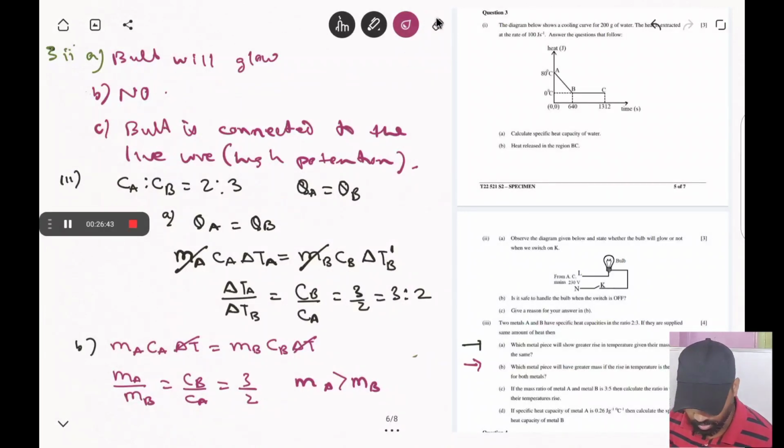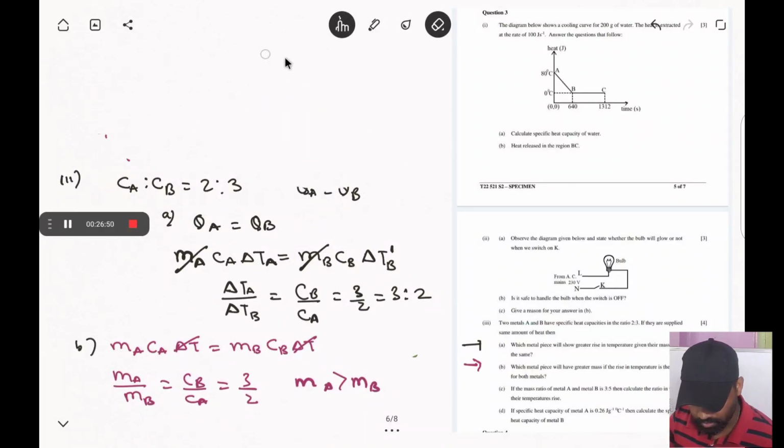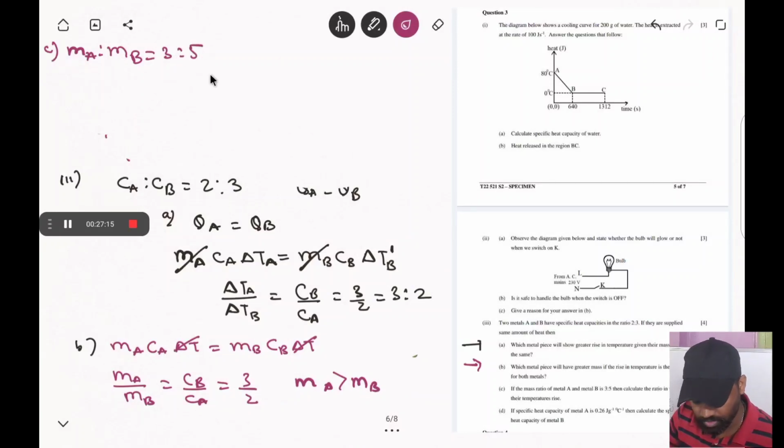Okay. Now look, number C. Let me read what they've told. If the mass ratio of metal A and metal B is 3:5, then calculate the ratio in which their temperature rises. Same way we'll do. Look over here. What is given to us? Ma is to Mb is 3:5. This is part C.